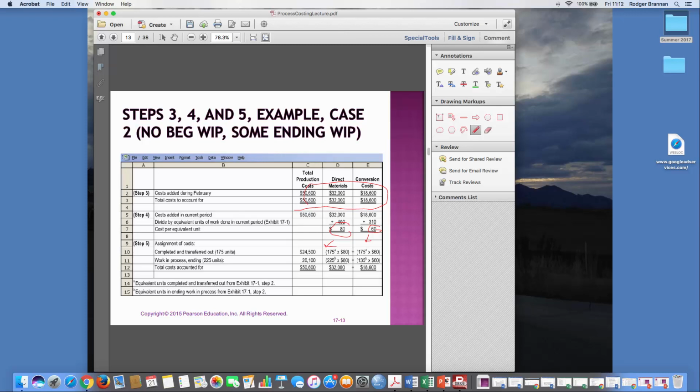So now, step number 5 is really the whole point of doing this. This is kind of a worksheet approach. I need to value my inventory.